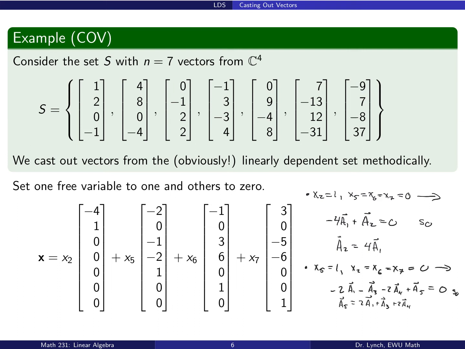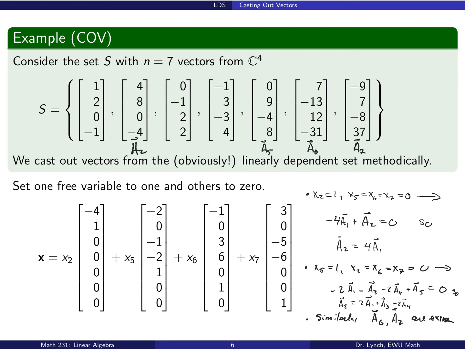We can similarly set x5 equal to 1, and x2, x6, and x7 all equal to 0. Setting x5 equal to 1 tells us that minus 2a1 minus a3 minus 2a4 plus a5 is 0. So a5 can be written in terms of a1, a3, and a4. Similarly, this tells us that a5 is extra. And when we play this game with x6 and x7, we find that a6 and a7 are also extra.